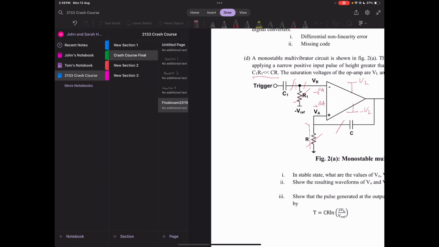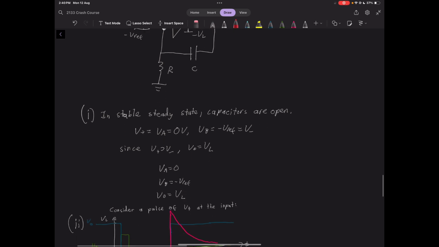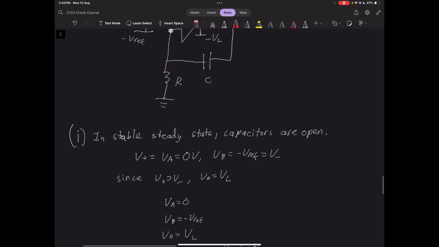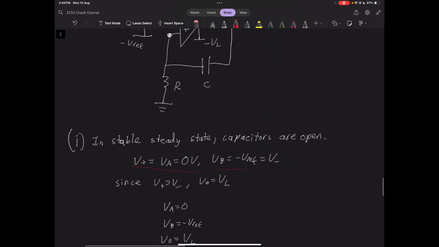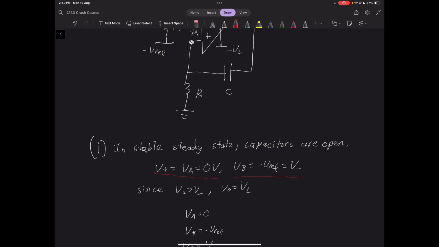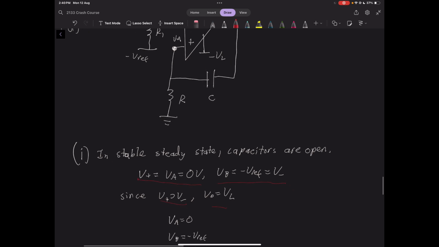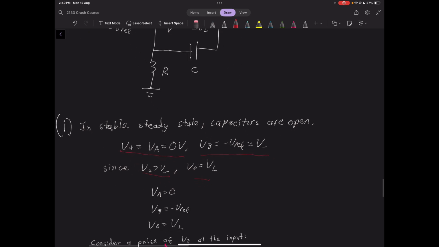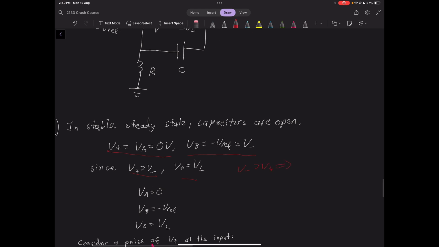Looking at this over here, V plus is equal to VA, which is 0 volts, obviously, and we said VB equals negative V ref, which is V minus. Because V plus is greater than V minus, our output voltage here will be at the positive saturation. Just as a reminder for op amps, if V minus is greater than V plus and we don't have negative feedback, we go to the negative saturation voltage.